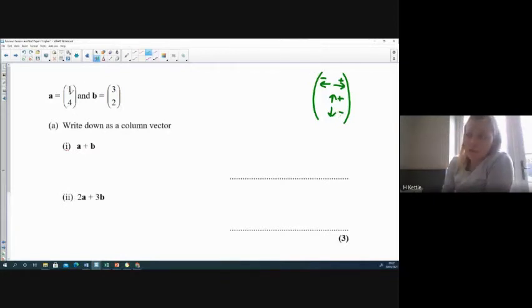This vector, (1, 4), tells me I'm going 1 to the right and 4 up. It's an instruction. It's not a coordinate. It's a direction. We are going 1 right and 4 up. For vector B, we're going 3 right and 2 up. It then says, write down as a column vector, A add B.